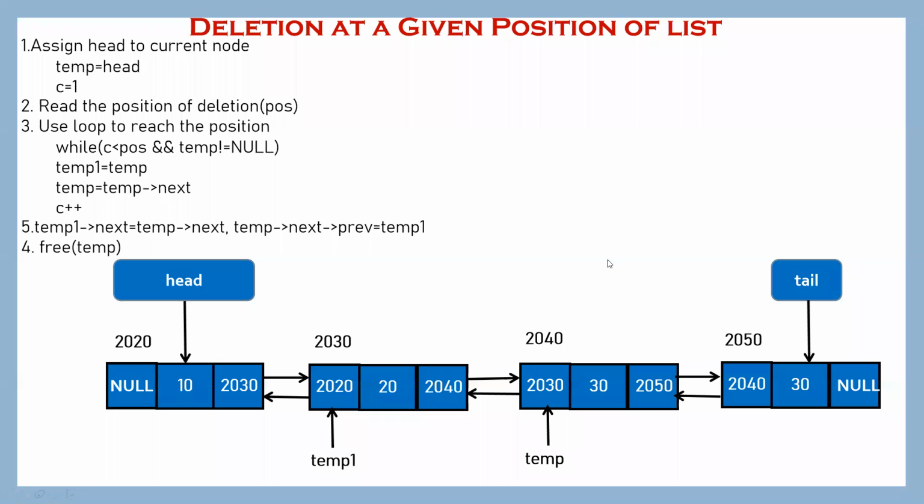So first what we are doing, we are keeping the link between temp1 next to temp next, and we are updating their addresses. Next, now temp next previous should point to the temp1. So we are updating its addresses to 2030. Here the address is updated to 2050. So this is how we are going to perform a deletion at a given position.